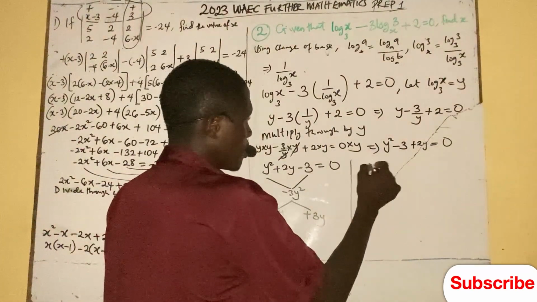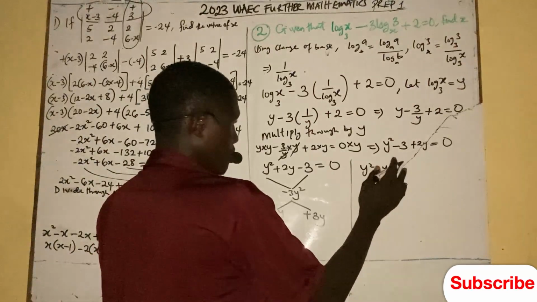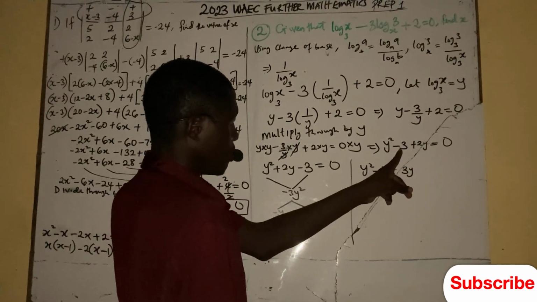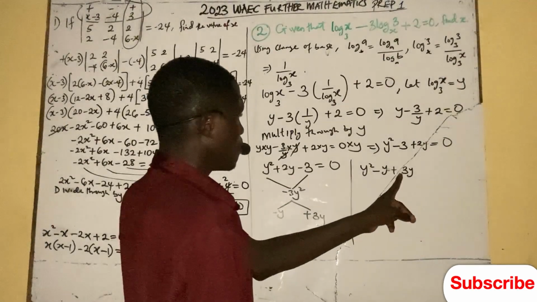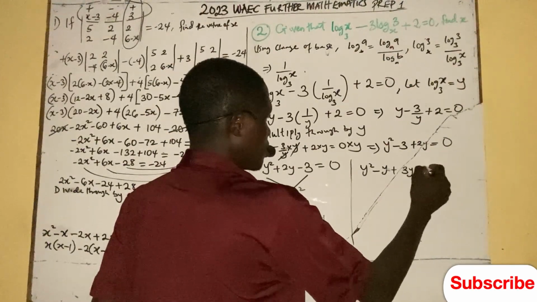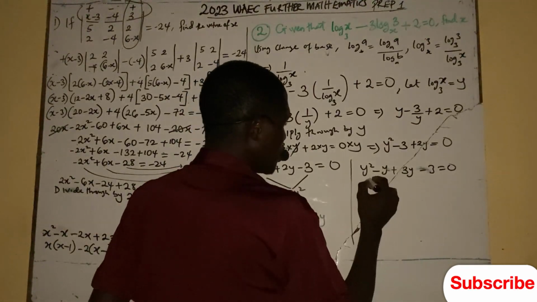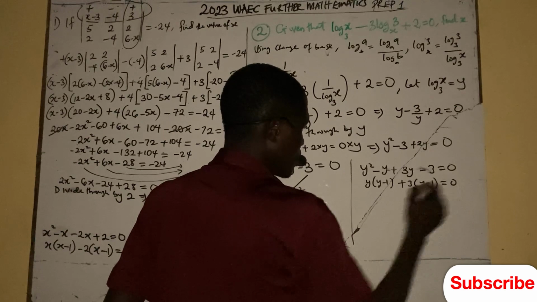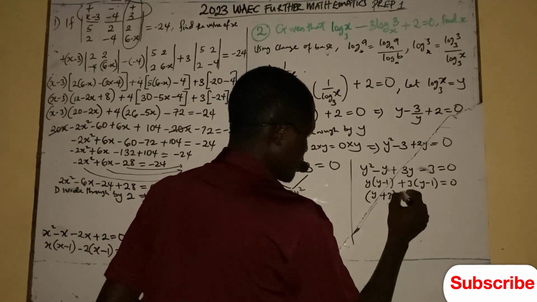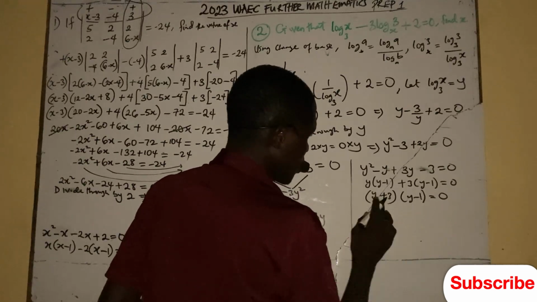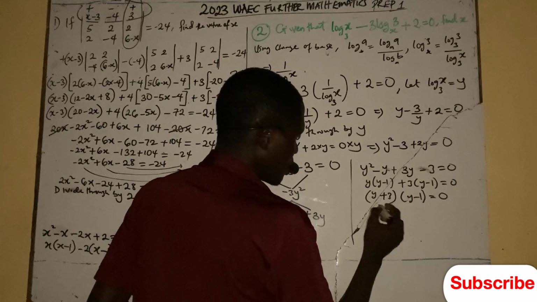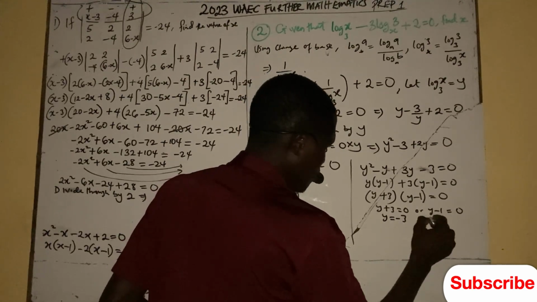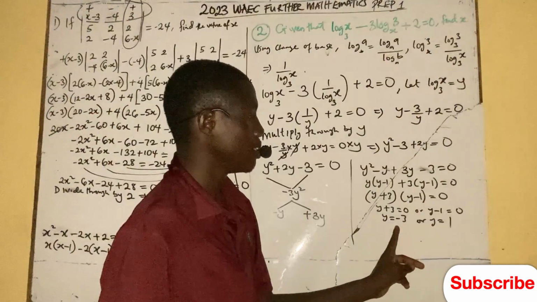So this one will be y squared minus y plus 3y minus 3 equal to 0, instead of this 2y, you are putting minus y plus 3y. So quickly, you have y into bracket y minus 1 plus 3 into bracket y minus 1 equal to 0. So we have y plus 3 and then y minus 1 equal to 0. Transfer the 0 to the right side as we did the right time. So we have y equal to minus 3 or y equal to 1.